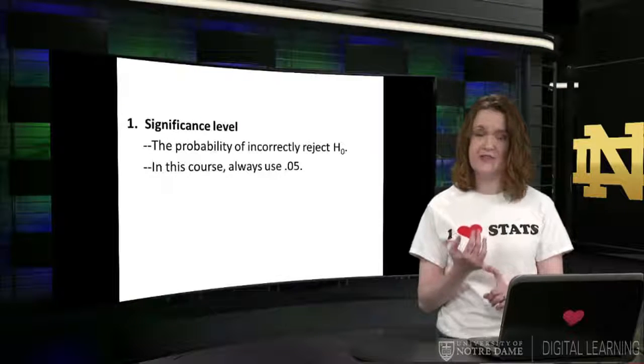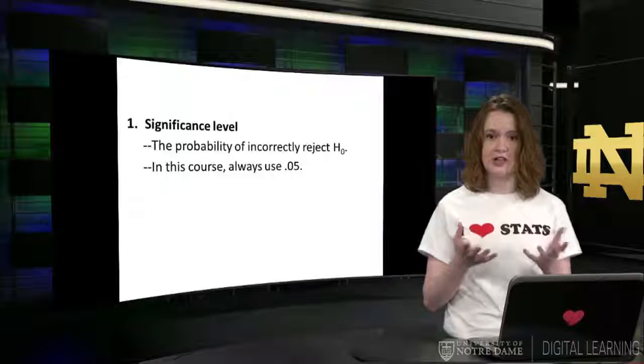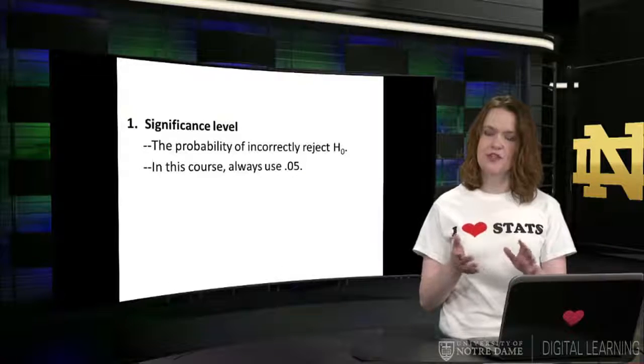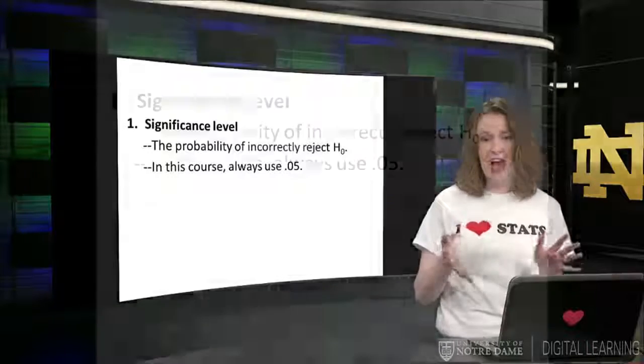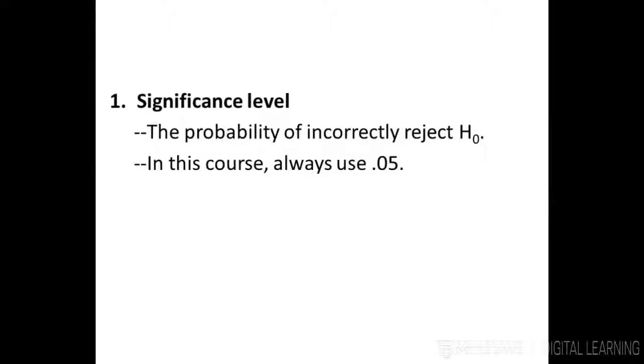So we're going to need the significance level. The t-test is going to ask us which significance level do you want to be at. And you remember, for this class, we're always going to use 0.05. So we're saying we're okay with about a 5% chance of incorrectly rejecting the null hypothesis.